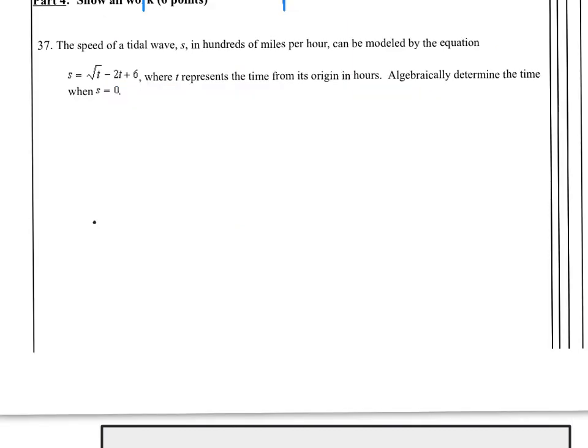All right, so for this question, they basically just want you to find out, solve for t, when s is equal to 0. Well, here's s right here, so we're going to replace that value with a 0. So 0 is equal to the square root of t minus 2t plus 6. Now, if you remember, with any kind of radical equation, we try to get the radical by itself, so we try to isolate the radical.